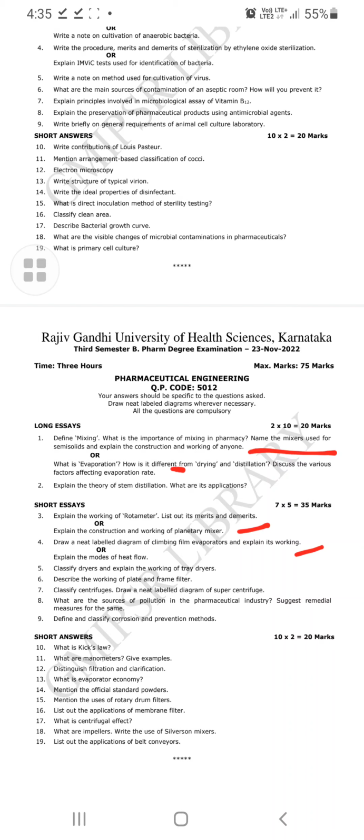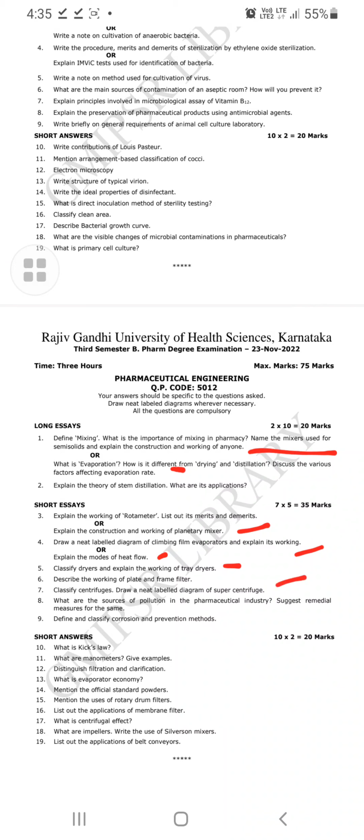Then modes of heat flow. Then dryers, working of tray dryers, spray dryers, from these two one is fixed. Then come here for 7th question, super centrifuge. Okay, super centrifuge, it is also very important.